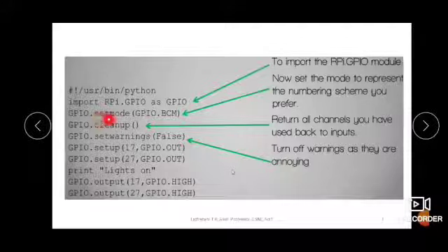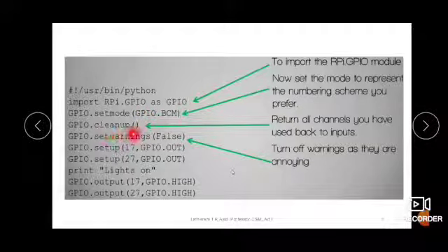The next line is GPIO.setmode(GPIO.BCM). This is for setting the mode to represent the numbering scheme you prefer. So what is this BCM? BCM is Broadcom SOC channel for pins. We have seen in the previous class Broadcom system on chip channel pins. To access those pins we make use of this setmode GPIO.BCM.